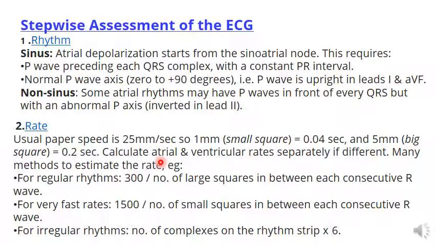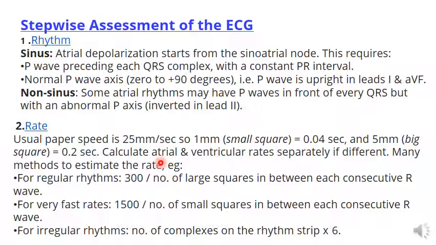In non-sinus rhythm, some atrial rhythm may have a P wave in front of every QRS, but with an abnormal P axis, inverted in lead 2. This is inverted in lead 2. So sometimes the sinus or SA node is not taking the dominance of firing properties of the heart. The atria may give impulse or give electricity.